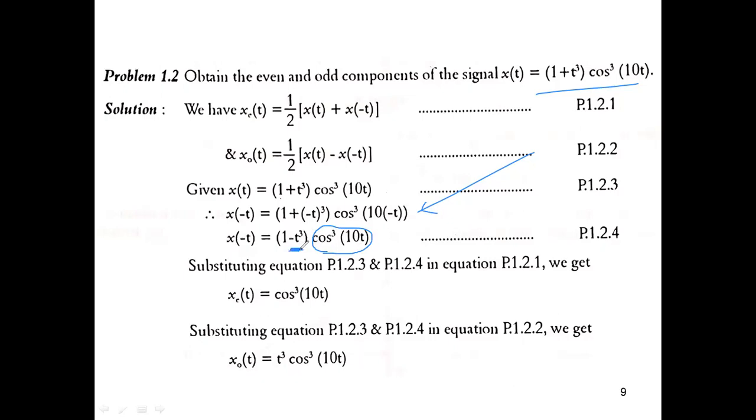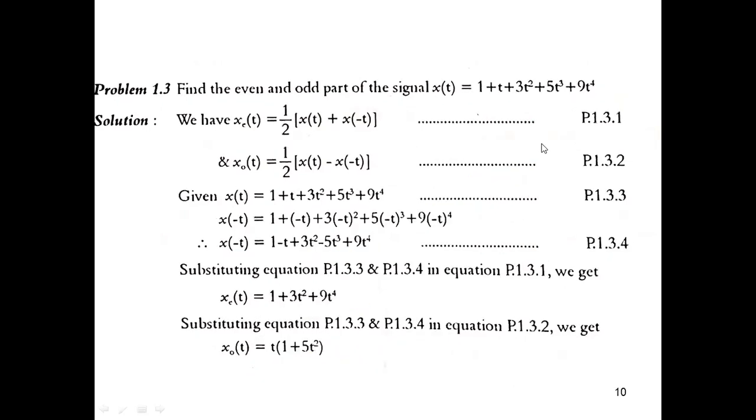Okay, so that is why this becomes a tricky thing. t cube has become minus t cube for x of minus t, whereas cos cube of 10t has remained the same. Then the usual substitution will get you the even component and the odd component separated. You can see here, the even component. We knew a cos wave is an even thing only, but t cube multiplied by cos cube of 10t was an odd thing. And there is the decomposition.